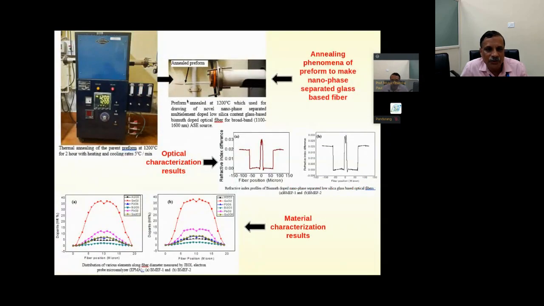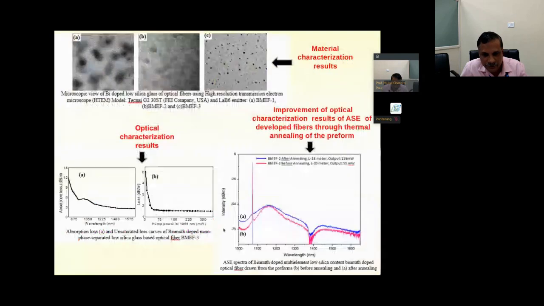And this is the whole process of the annealing, how the preform can be annealed, to make the phase separated particle. And there is also refractive index profile and distribution. Beauty is that by this process we are able to make uniform distribution of all the elements, starting from aluminum, germanium, phosphorus, bismuth, lead, and gallium, uniformly doped.